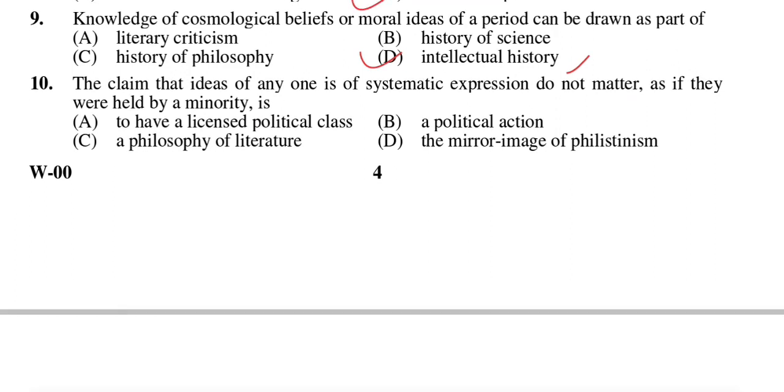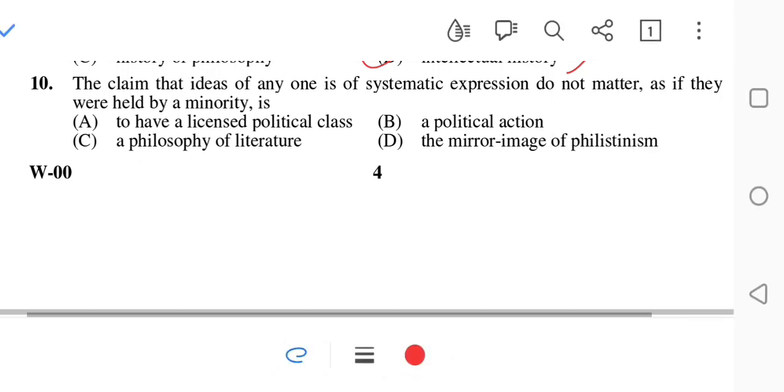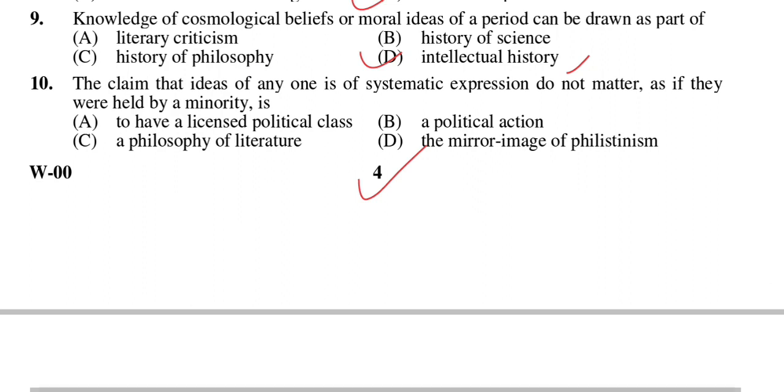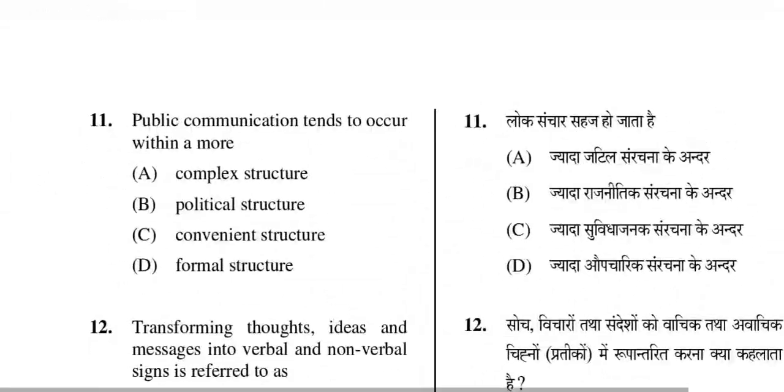Number 10: the claim that ideas of anyone of systematic expression do not matter, as if they were held by a minority, is what? To have a licensed political class, a political action, a philosophy of literature, the mirror image of Philistinism. The correct answer is the mirror image of Philistinism. This is the claim that ideas of any systematic expression do not matter, as if they were held by a minority. Okay, now we will move on to our next question, number 11.